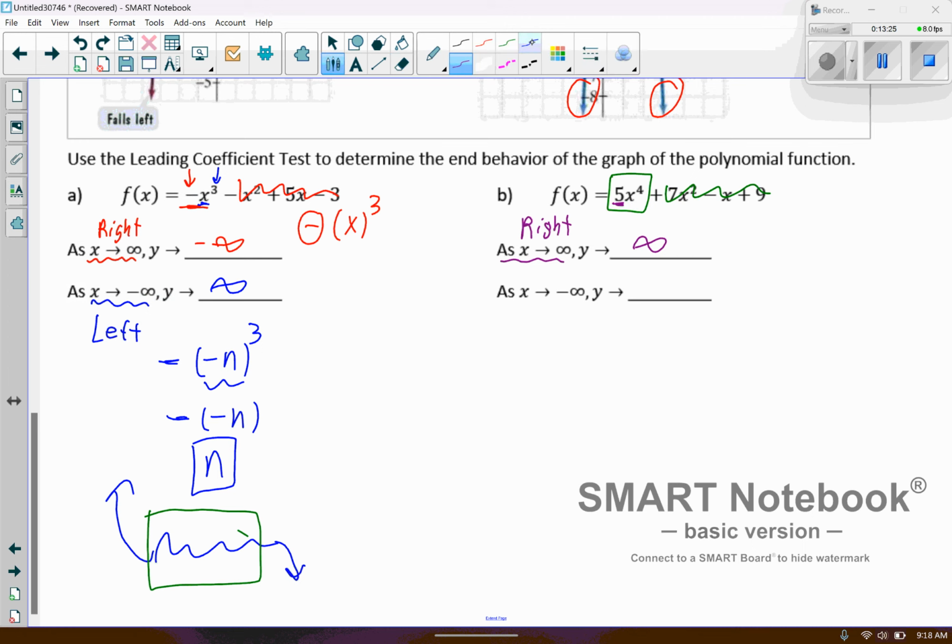Then as far as the left end behavior, basically as my x values decrease and go to -1, -2, -3, and so on, you can focus on that power right there.